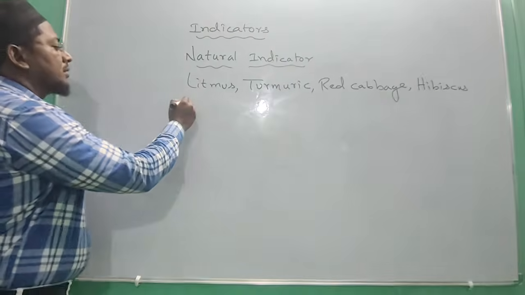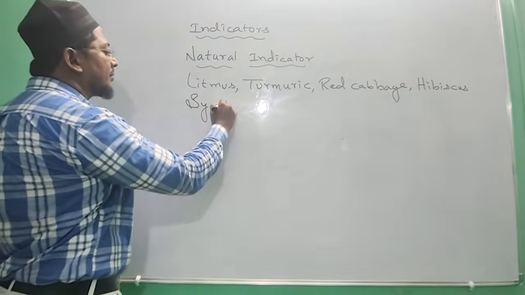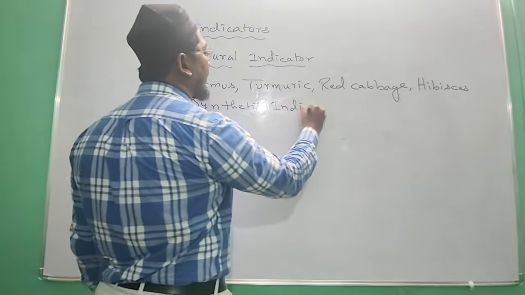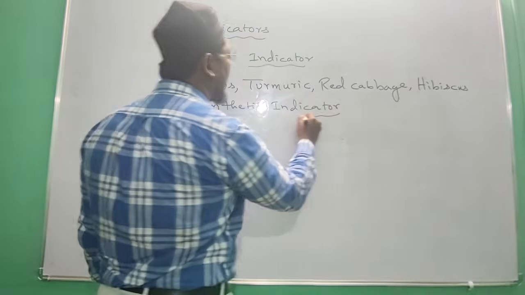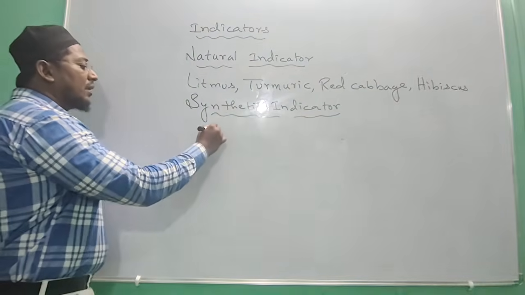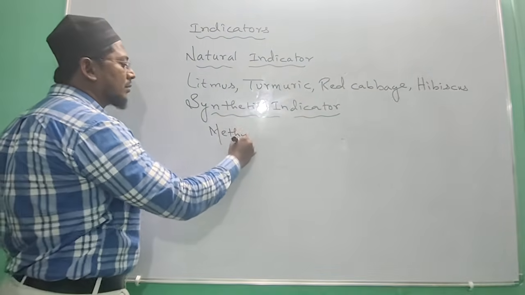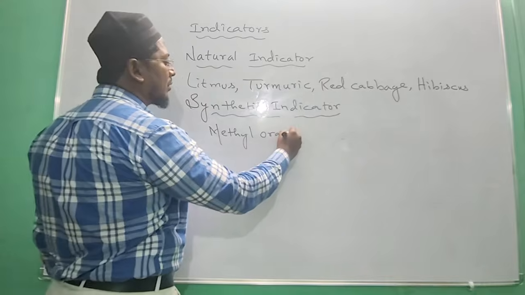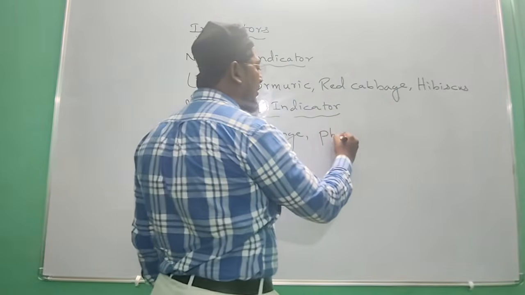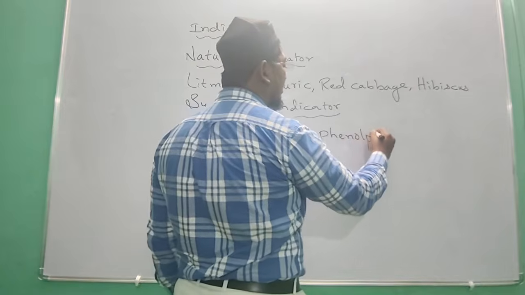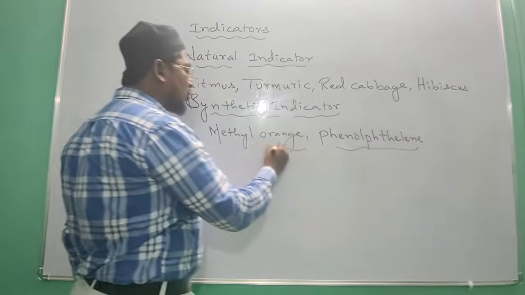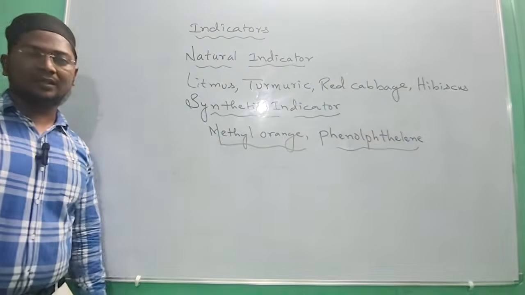Next one, synthetic indicators. What are the synthetic indicators? The first one is methyl orange. The second one is phenolphthalein. These two are synthetic indicators.